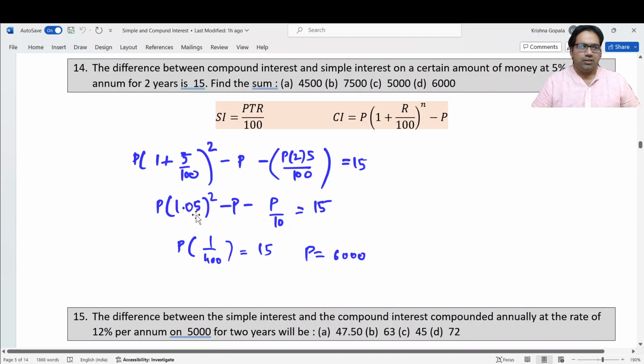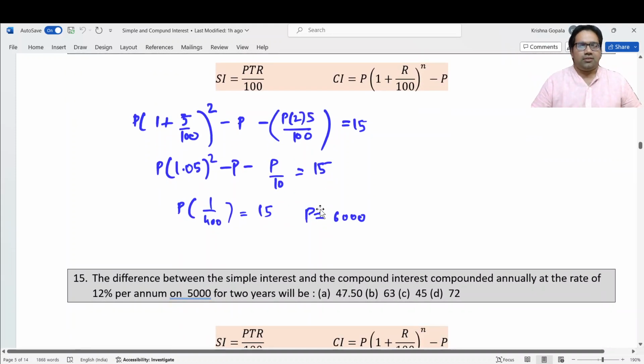105 square, 105 by 100. This square if you do, and then if you solve this, P into 1 by 400 is equal to 15. P equal to 6,000. That's why, right? If the original amount was 6,000, then if you give it to compound interest, you will get 15 rupees higher than when you give it to simple interest, for 2 years at 5% interest. This is an easy problem. You just need to be able to write this equation, which is what is the compound interest and what is the simple interest. Then this minus this, you just need to solve the equation.